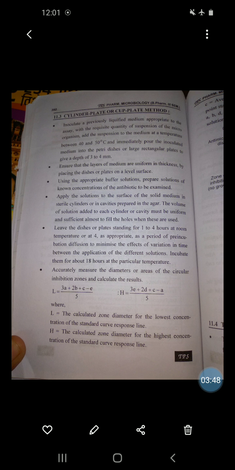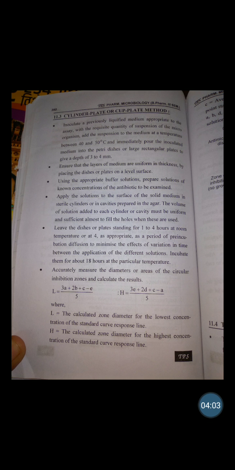Then ensure that the layer of medium is uniform in thickness by placing the dishes or the plates on a level surface. It means to check the thickness by placing the dishes or plates on a level surface.